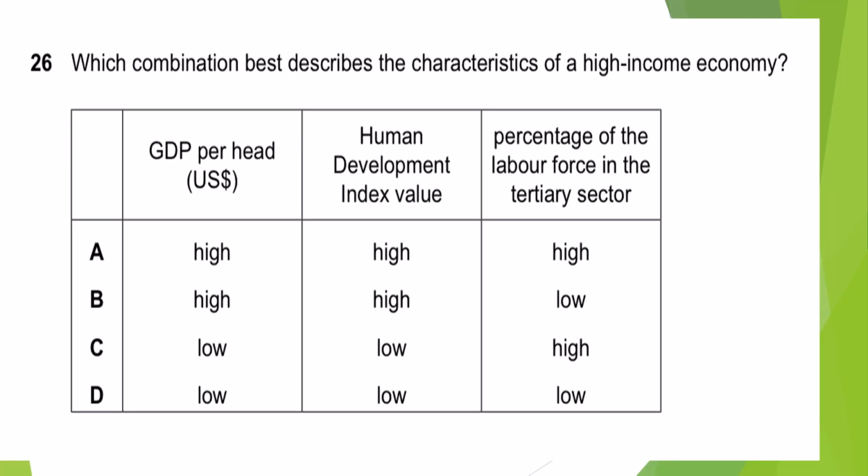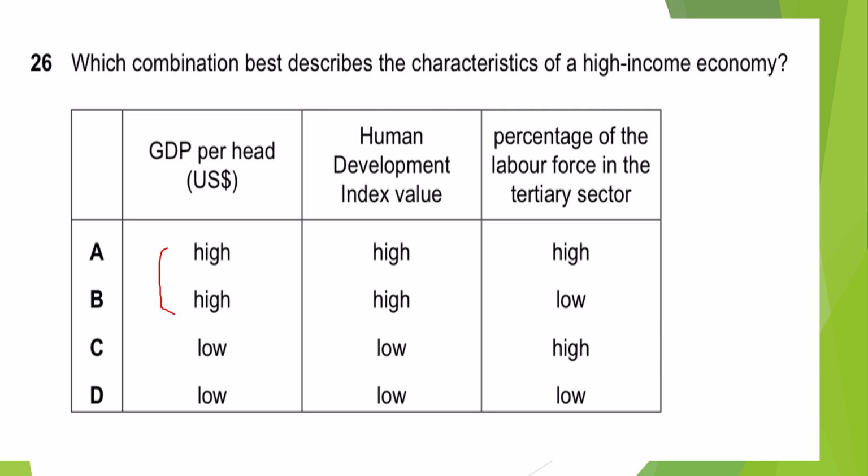Which combination best describes the characteristics of a high income country? High income country means the countries who are earning high, whose GDP is high. So we need to look at these two. Human Development Index is high, okay, both are high.